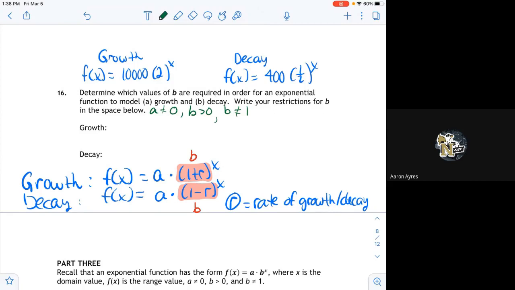Now, back half here. What about the decay range? Merrick? That's exactly right. Okay? Good job. In other words, a fraction. Everybody okay with those? Both of those? Let's write them down. So for growth, B has to be greater than 1, sorry. And for decay, B has to be between 0 and 1. Does that make sense? Okay.